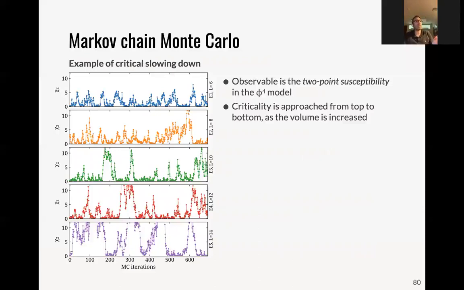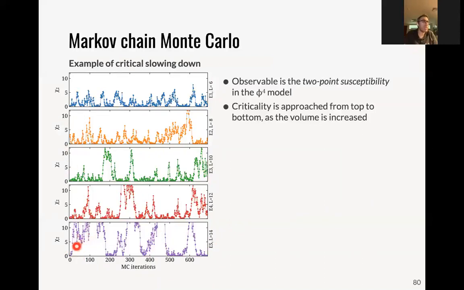So it's not important what this is from, but I'll just write here, this is from a simple phi to the 4 model where one computes the 2-point susceptibility. What's plotted on the x-axis here is the number of Monte Carlo iterations, so basically the Markov chain. We're doing a simulation and we have a configuration for each point on this x-axis. And for each of these configurations, we're computing the so-called 2-point susceptibility, okay? It's not important what this 2-point susceptibility exactly is, but suffice to say that we plot it as a function of the configurations here. And what we're doing is changing some parameters of the theory so that we're approaching criticality as we go from top to bottom.